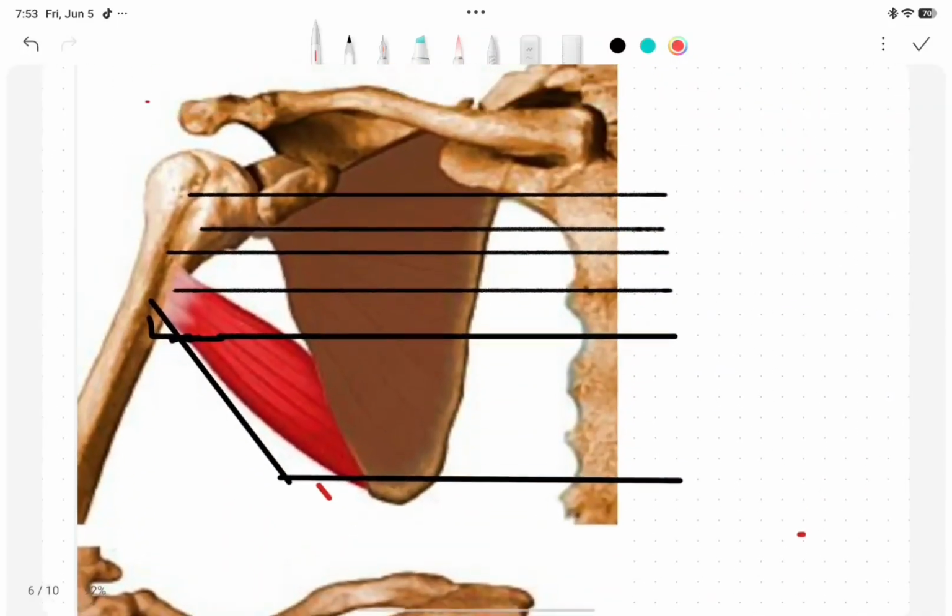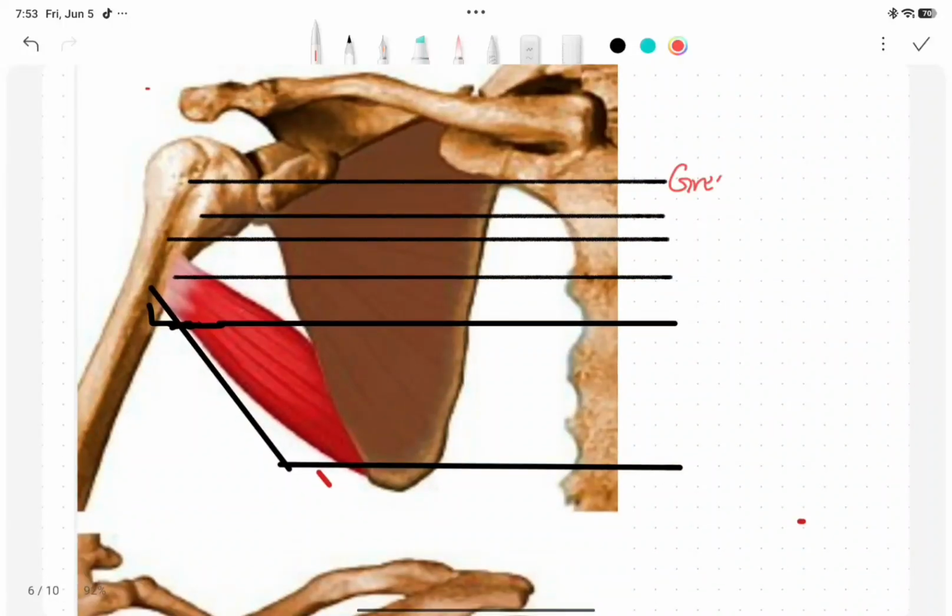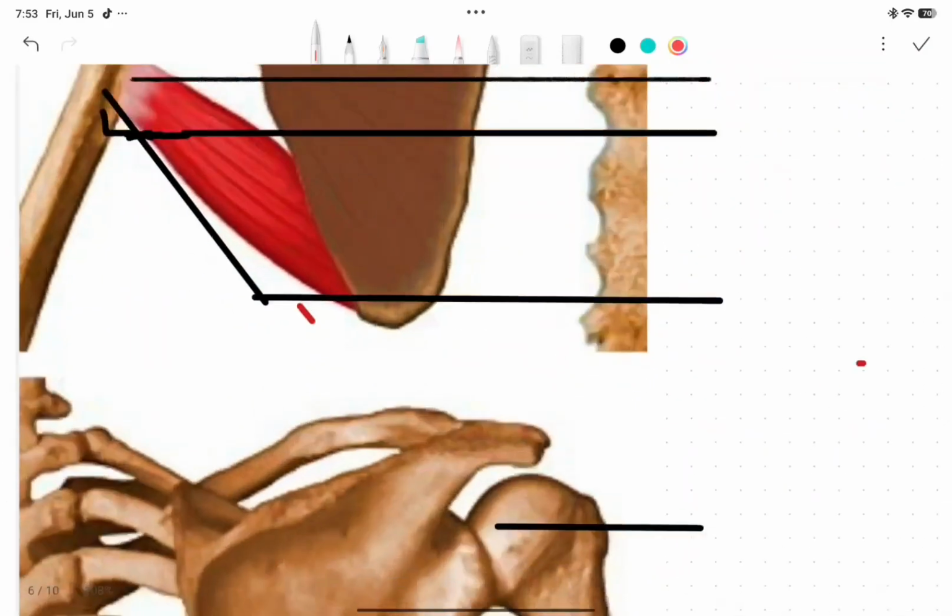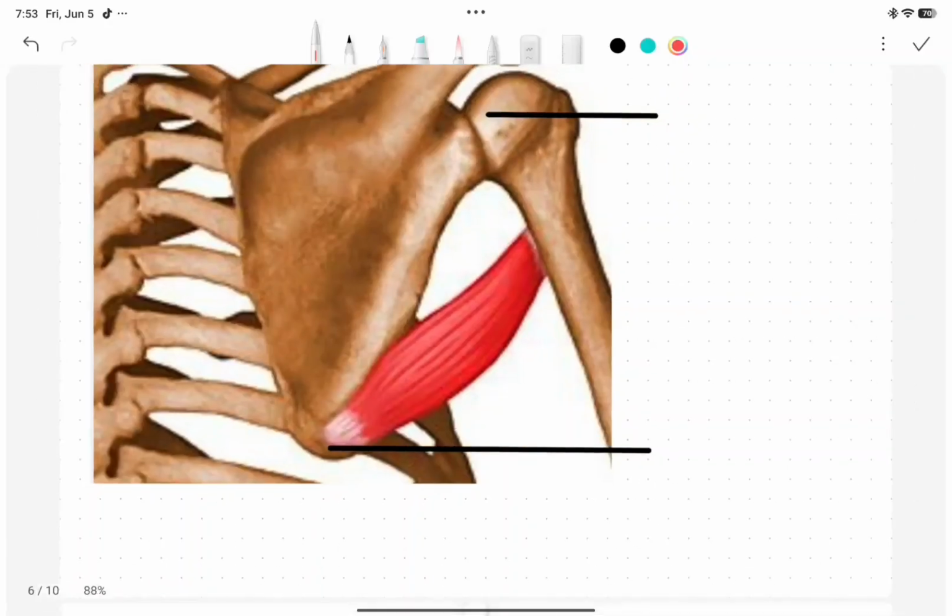Again, this is the greater tubercle, and this is the lesser tubercle, and this is the bicipital groove. There is the insertion of the teres major. The teres major originates just below, so this is the origin of the teres minor, and this is the origin of the teres major.